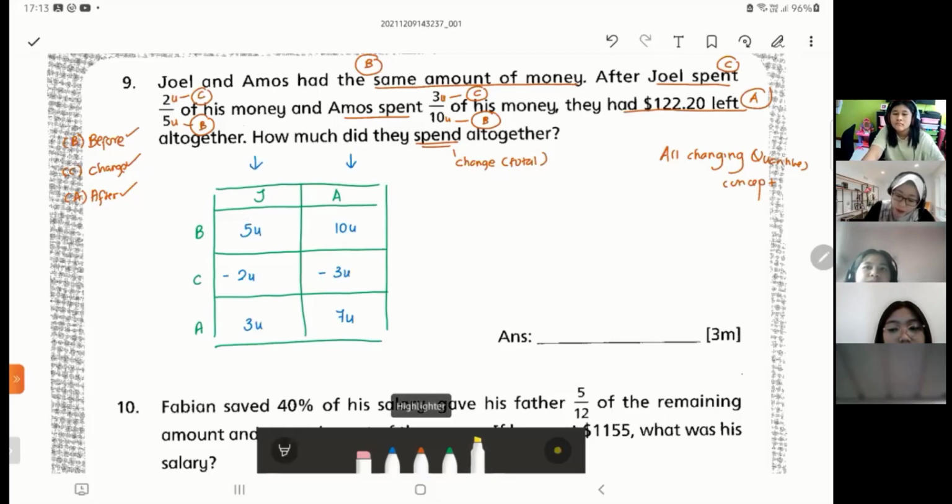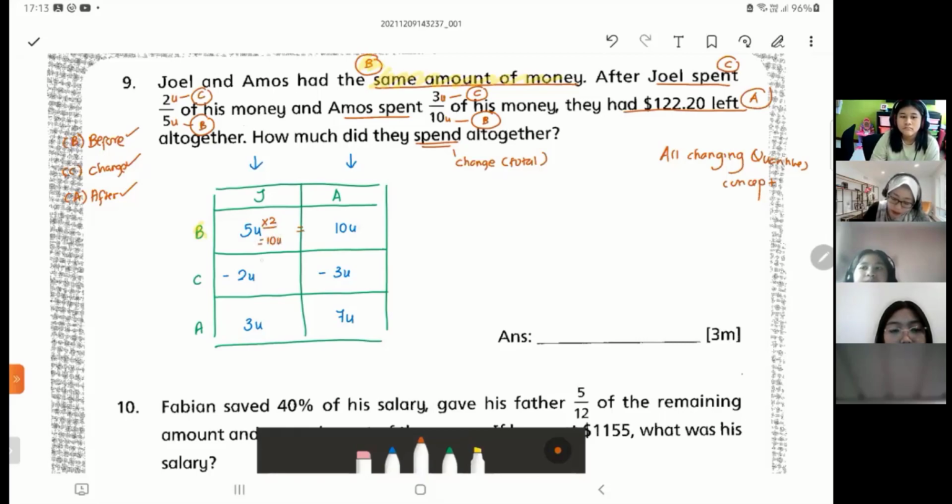I want you to look at this. Same amount of money. So for their before, they are supposed to have an equal amount of money. 5 and 10, are they the same? They are not the same. But can we make it to be the same? We can. Okay, so 5 and 10. This 5 I times 2 to make it into 10. Right, now it's 10 units already.